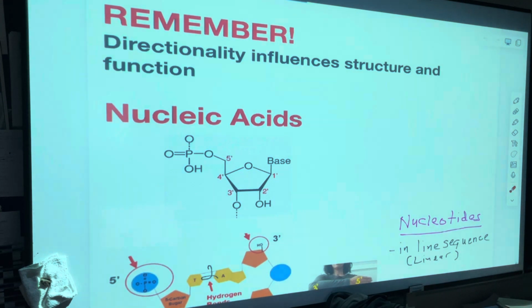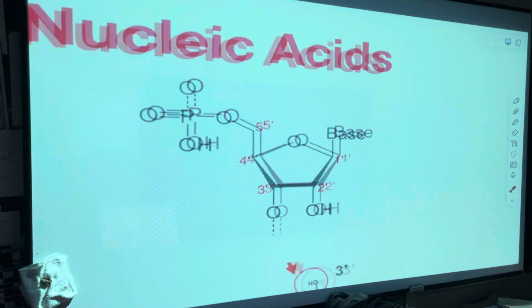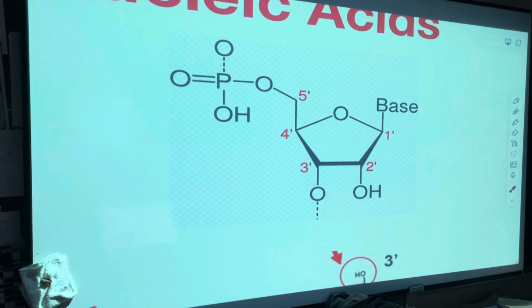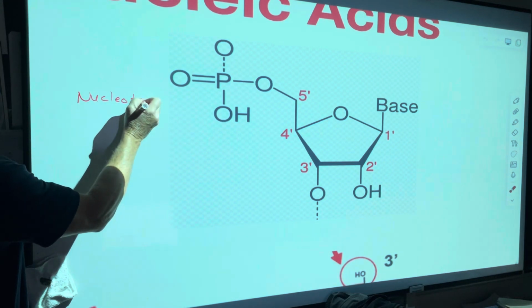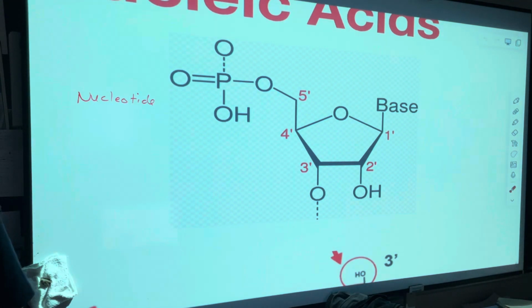And if you look real close, and if I were you, I would probably draw that and label this. This is a monomer. This is called a nucleotide. This is a nucleotide of nucleic acid. Okay, so nucleotide, right? It's a monomer. So if you put a lot of these together, they're going to arrange themselves in a certain way. And the way they're arranged is very directional.